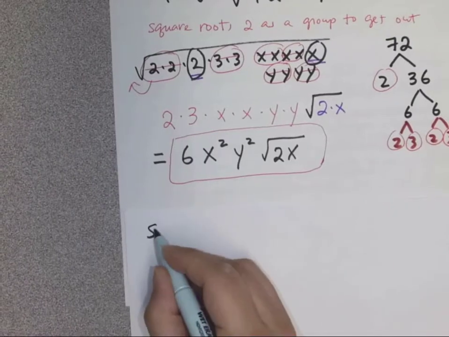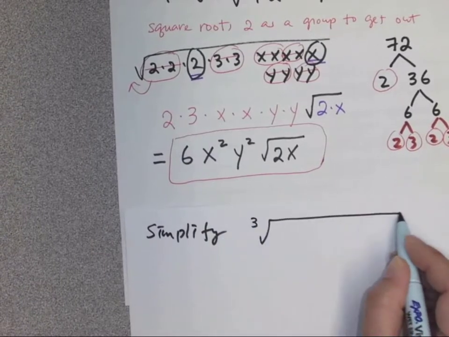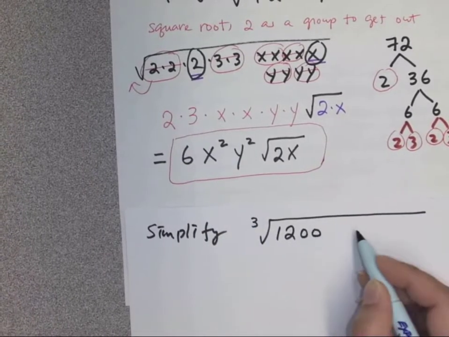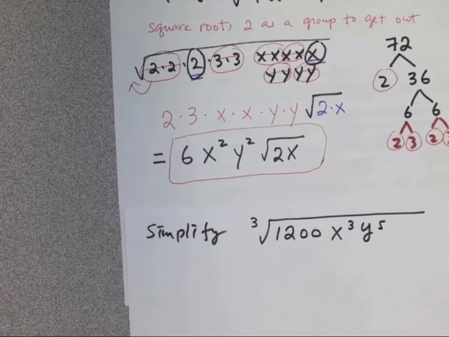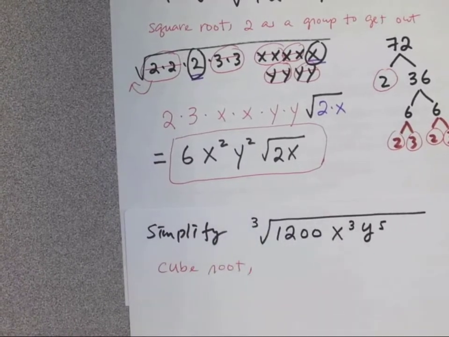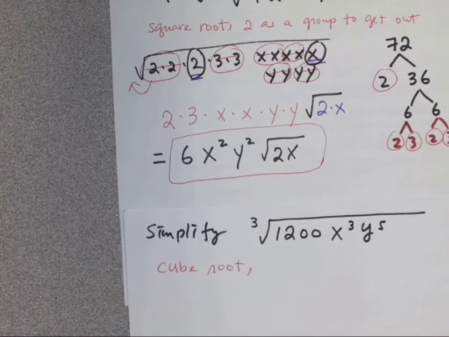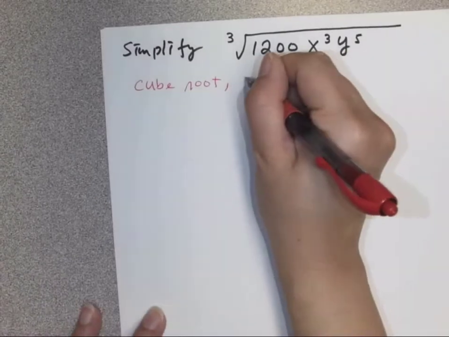So simplify the cube root of 1200 x cubed y to the 5th. So this time it's not a square root anymore because it has a little index number up here, say 3, right? So this is what kind of root? This is going to be a cube root. For cube roots, how many as a group do we need to get it out? 3 as a group, okay. So 3 as a group to get out.